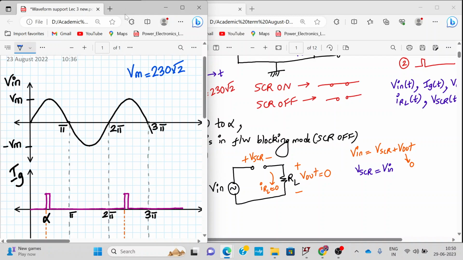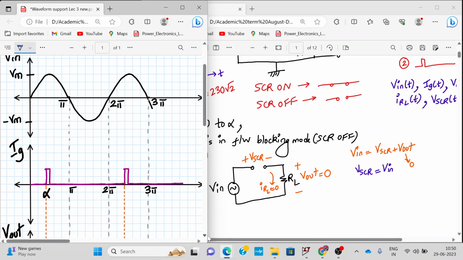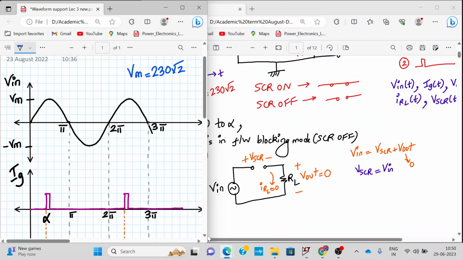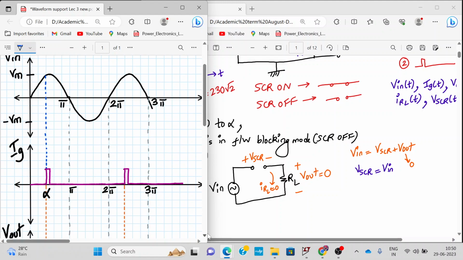So here we have input. Now let us see where it will start over here. Let's say this is 0 to pi, right? So this is 0, and here we have 90 degree. This is pi by 2. So somewhere around here we will have, let's say, 45 degree. So this is the angle which we are talking about, alpha. And from 0 to alpha we have to plot V out.